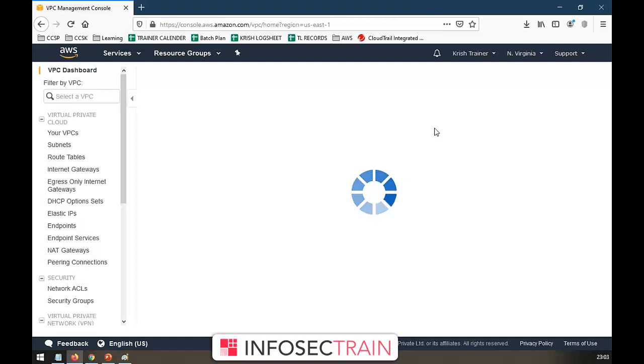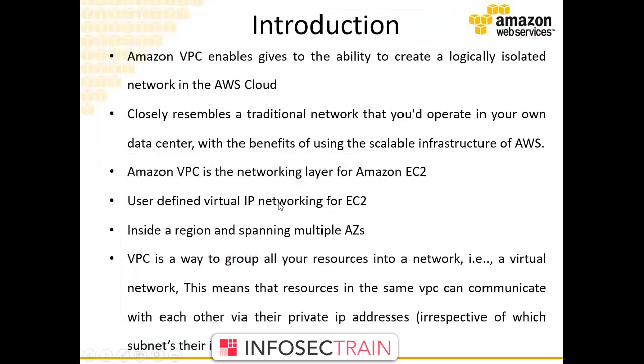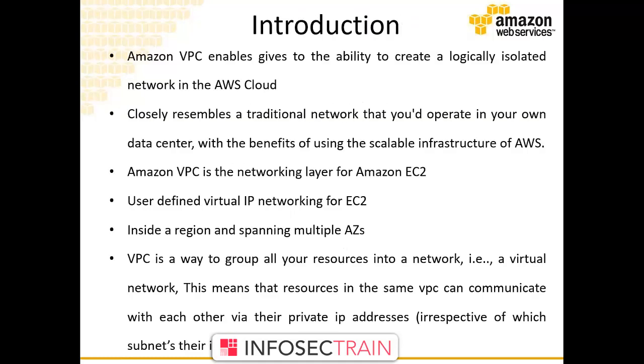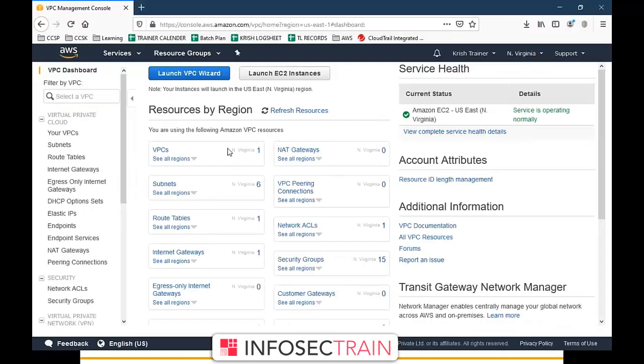So by the time it's opening, I'll just show you an example here. Understand that VPC is something which will help you to create a logically isolated, logically separate network inside your AWS. If you want to make sure you have complete security, complete isolation between your other customers and you, or you and your on-premises security, you can have VPC.